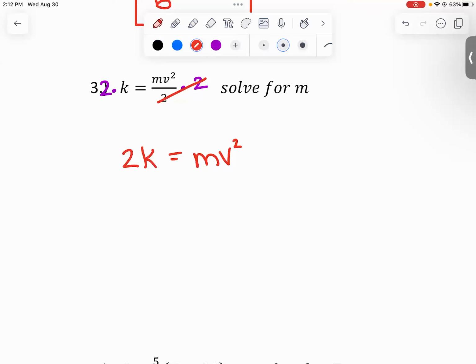Ellery, how do we get m by itself? Divide by v squared. Make sure you get that squared in there. So m equals 2k over v squared.